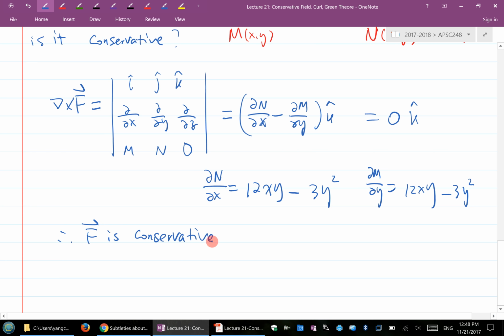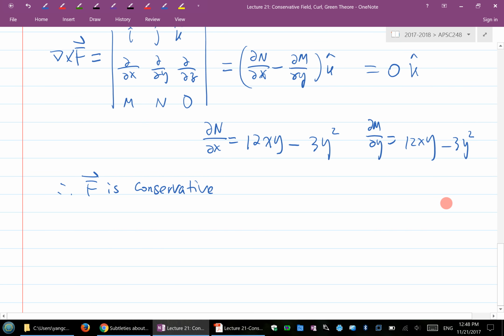If it is conservative, then if you are required to evaluate any vector line integral within this field, you can skip the calculation of the line integral. You can use the fundamental theorem of calculus.